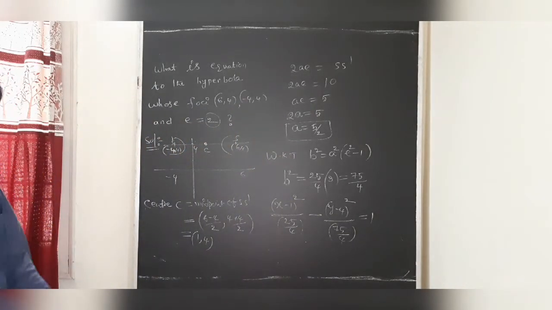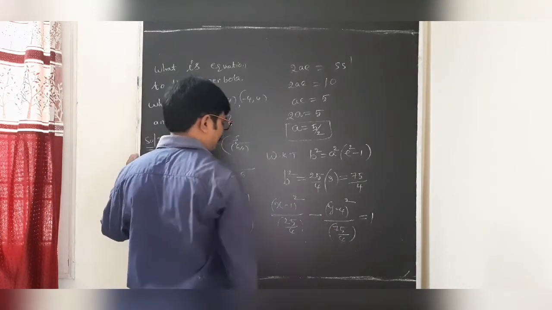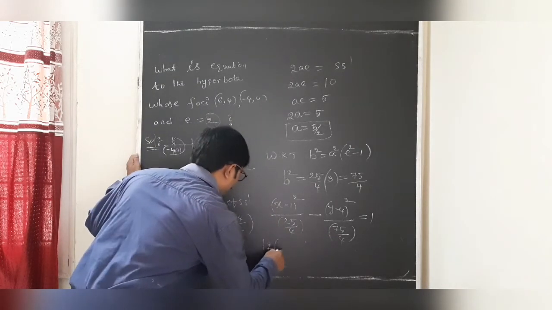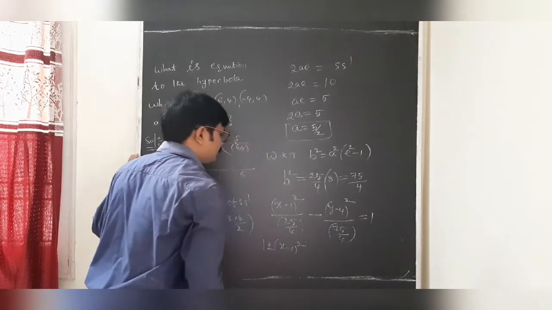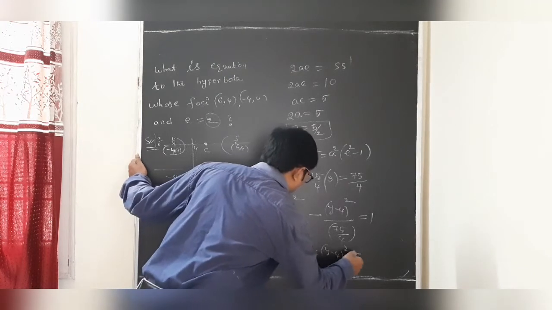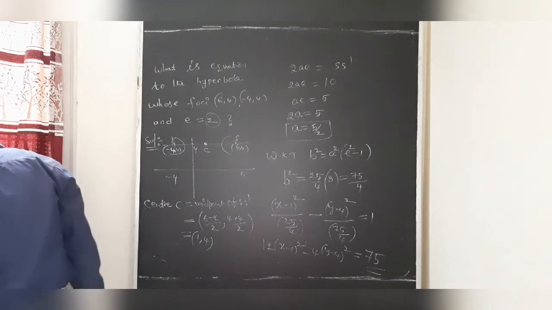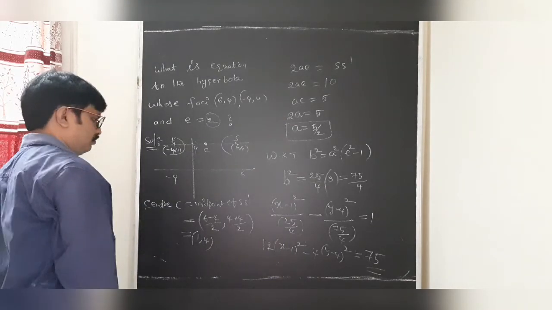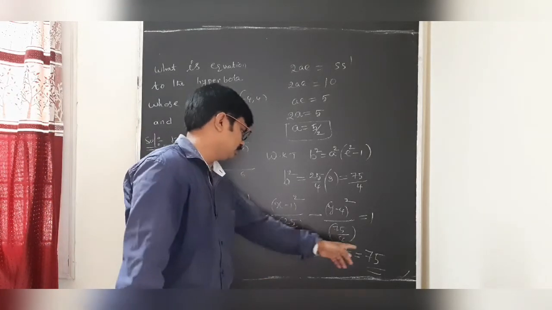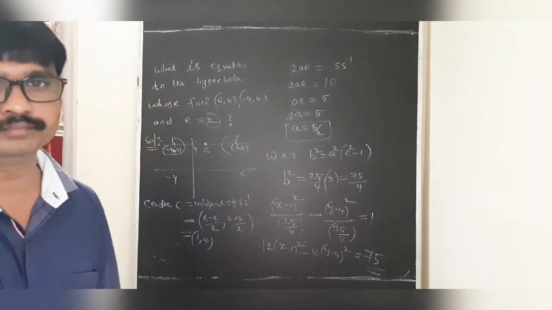Okay students, now how can you write this? We are taking the LCM as 75. 25 threes are 75, and 4 threes are 12. So 12 into (x minus 1) whole square minus 4 into (y minus 4) whole square, the LCM is 75, therefore that equals 75 on the other side. Okay, students.